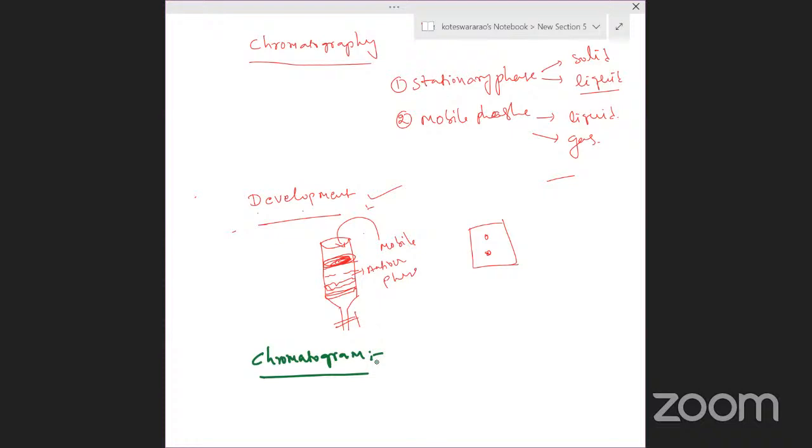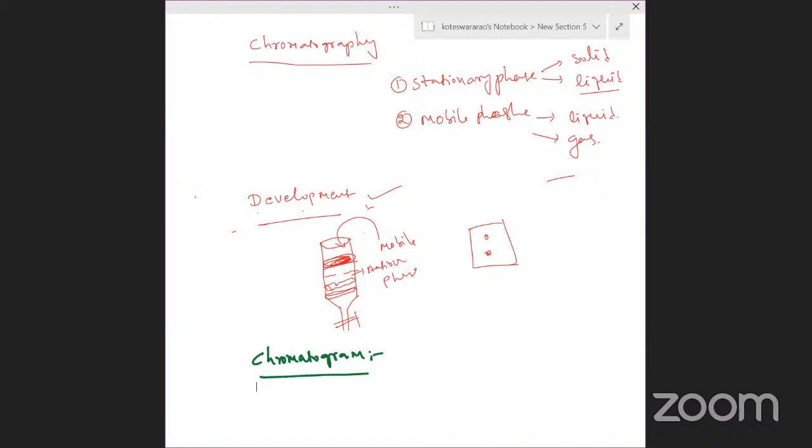But in the case of instrumental chromatographic methods like HPLC and GC, when the components are separated, they are detected by the detector. After detection, the compounds are recorded in the form of a two-dimensional graph. That may be a bar graph or another continuous graph that shows the amount or the percentage of each compound present in the given mixture. That presentation is called a chromatogram.